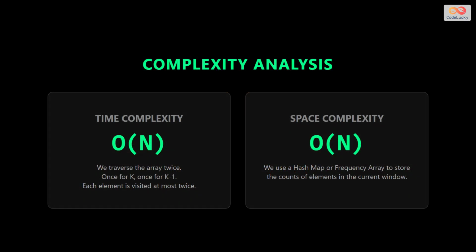Finally, let's look at the performance. Because we run the sliding window process twice, once for k and once for k minus 1, our time complexity is O(n). Each element is added and removed from the window AtMost twice. The space complexity is also O(n), as we use a frequency map to track element counts. This is the optimal solution.